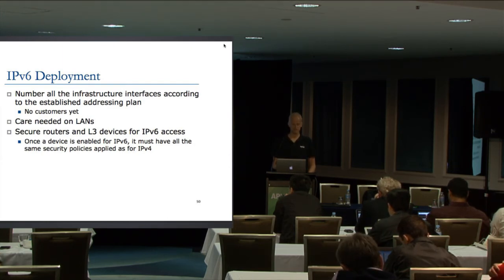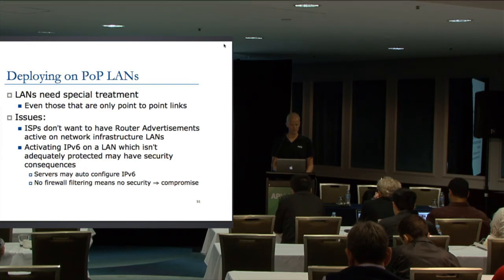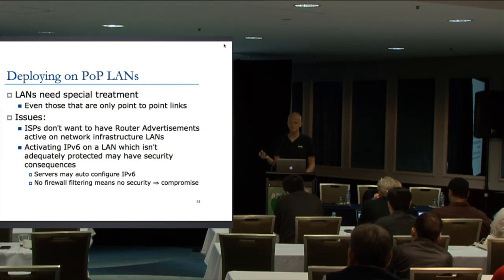LANs need special treatment. ISPs don't want to have router advertisements running around on their infrastructure LANs. People are not going to plug in devices and auto-configure on internal infrastructure LANs. At least I shouldn't hope they will be doing that. So activating V6 in a LAN which isn't properly protected will have consequences. I say may, I'll be stronger, will have security consequences. Servers auto-configure, no firewalling, as I said before, compromise. So be very careful on LANs.